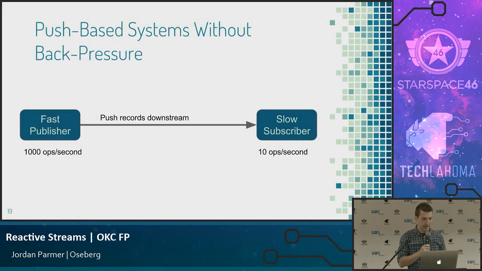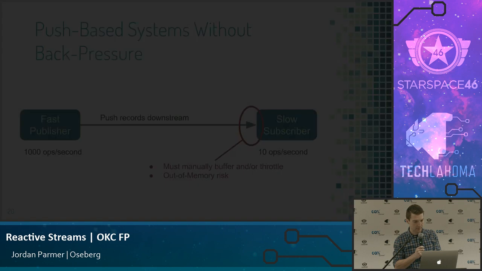What we typically have is a fast publisher and a slow subscriber. That means that the publisher can produce data faster than a consumer can deal with it, and that's where we run into a lot of the problems that we have to program against, okay? So in a push-based system, the publisher will push data downstream. Let's say that in this case, we can do that at 1,000 operations a second, and we've got a subscriber that can only handle 10 operations a second, okay?